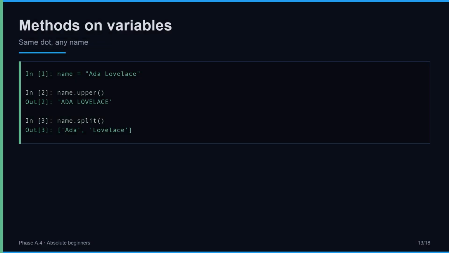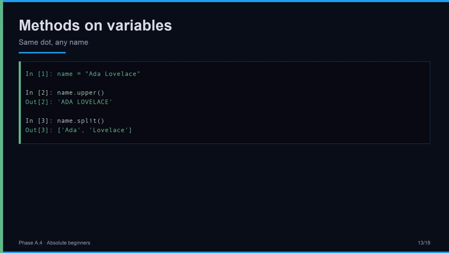Short and clear. Methods work on variables, not just on literal values. Assign Ada Lovelace to a variable called name. name.upper gives back ADA LOVELACE. name.split, with no arguments, breaks on spaces and gives a list, Ada, Lovelace. The variable holds the object, the method is reached with the dot. Whether you write the value directly or use a variable, the dot works the same.